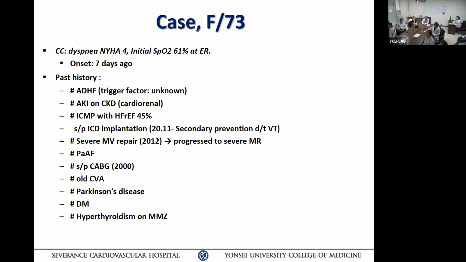This patient is 73 years old, male. She came with severe shortness of breath, classified as class 4. And when she arrived at the ER, her initial saturation was 61%. The symptoms started about 7 days ago, and she was also discharged from hospital 2 weeks ago. Regarding her past medical history, she has a history of decompensated heart failure. The trigger is still unknown.